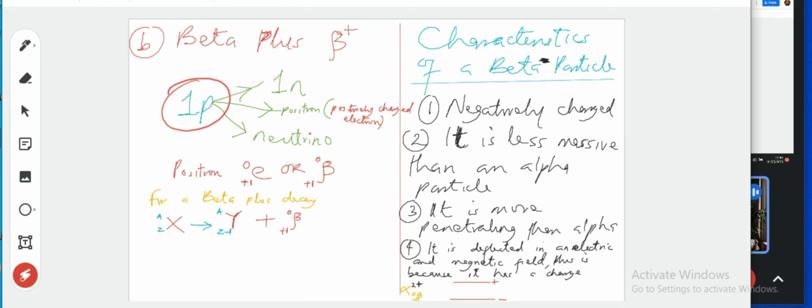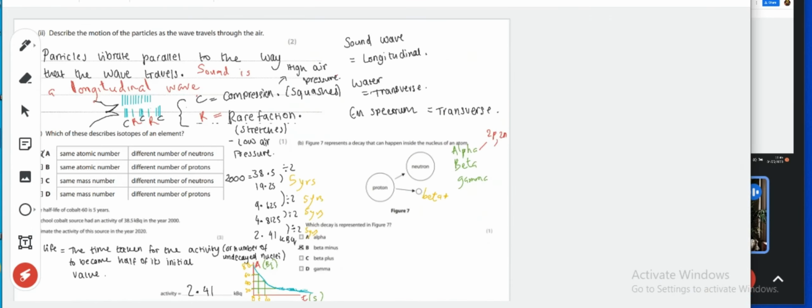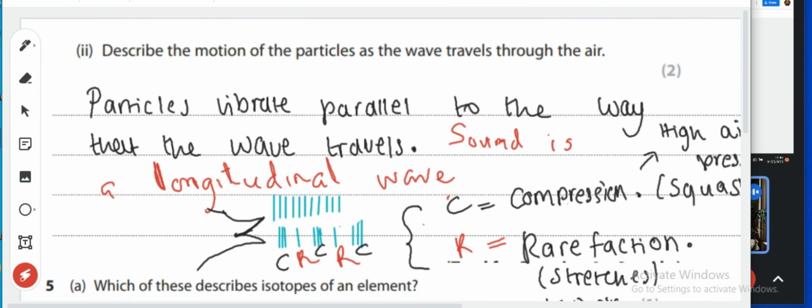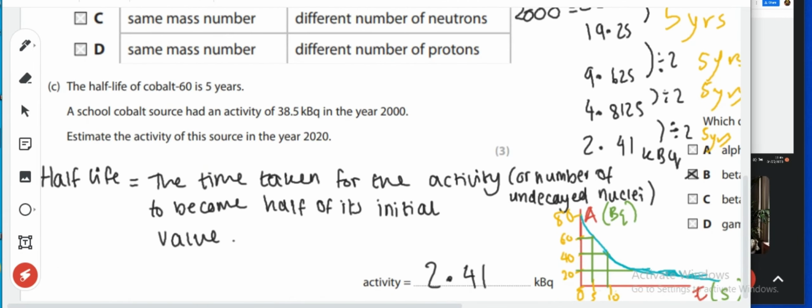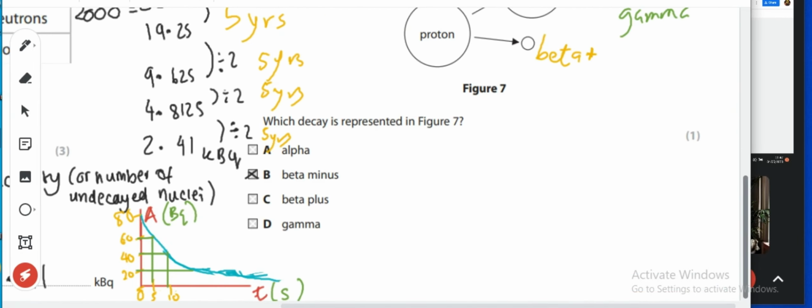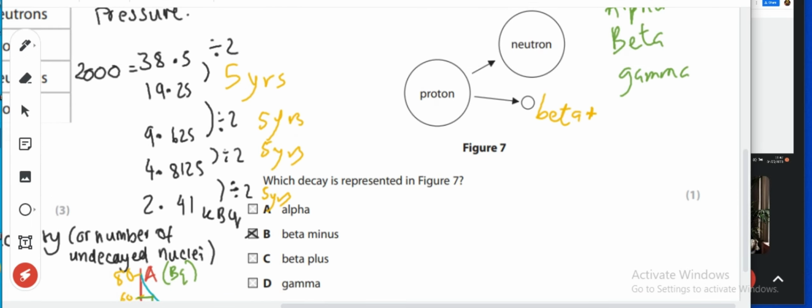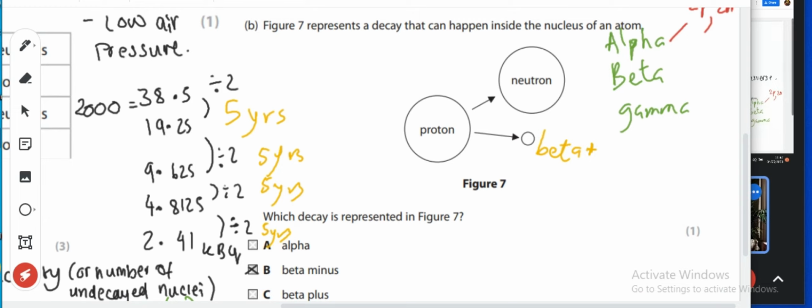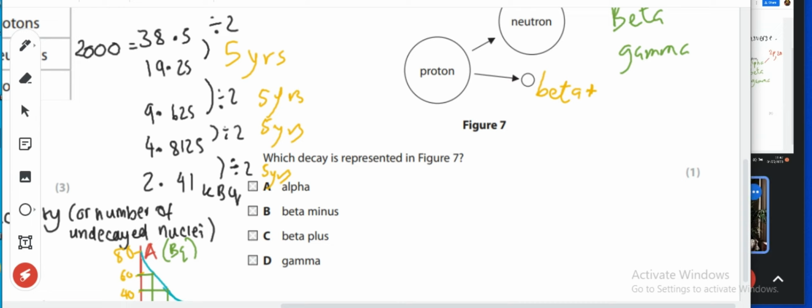For a beta plus, one proton changes to a neutron, a positron, which is a positively charged electron, and a neutrino. So it's a proton that changes to a neutron. So this thing has to be a beta plus. The question we are attempting, if you go back to it, you see it's a beta plus. I thought you said it was a beta minus. I said so, yeah. I must have said that in error, because obviously it's a proton that is changing to a neutron. So the answer is a beta plus.